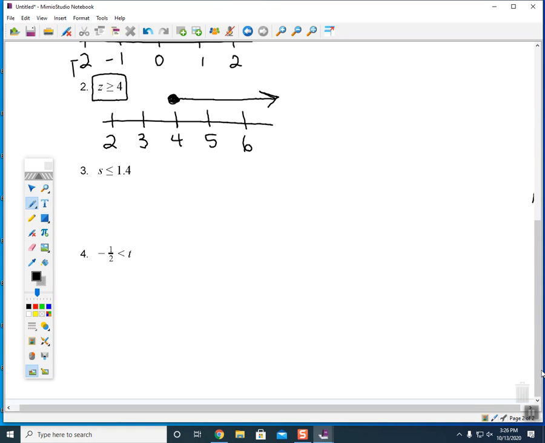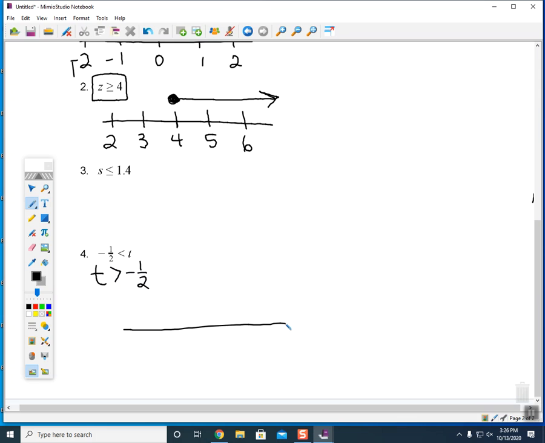I have negative 1/2 is less than t. Well, in all of these other ones, my variable has come first. In this one, it doesn't. So in this case, I can't rely right away on which way the inequality is pointing to show me what direction the arrow goes. In elementary school, you probably learned that the alligator eats the bigger number, right? So in this case, my alligator is eating t. T is the bigger number. So if I were to rewrite this, I could write this as t is bigger than, so it's going to be greater than negative 1/2. Now that I flipped it around, this will work again.